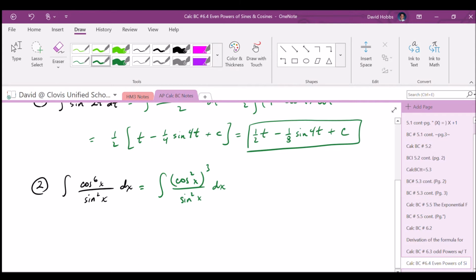Okay, now why is that helpful to us? Because now once I get it to be cosine squared x, I can change that using a Pythagorean identity. And so cosine squared is 1 minus sine squared.